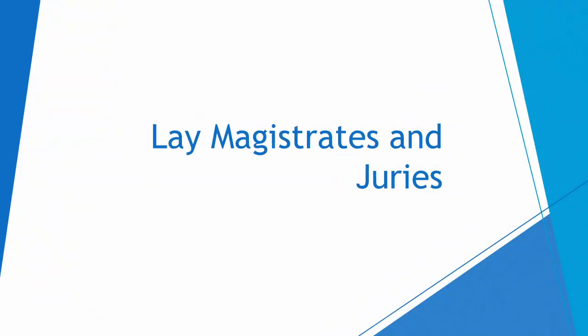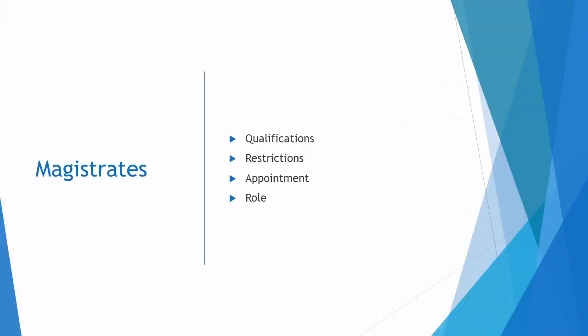Lay people are the people that are used to make legal decisions. There are two types of lay people, the magistrates and juries. A magistrate sits in the magistrates' court in a panel with two other magistrates. To be a magistrate, a candidate must be between the ages of 18 and 70 and is expected to live or work in or near the local justice area, which is the area their court is located.